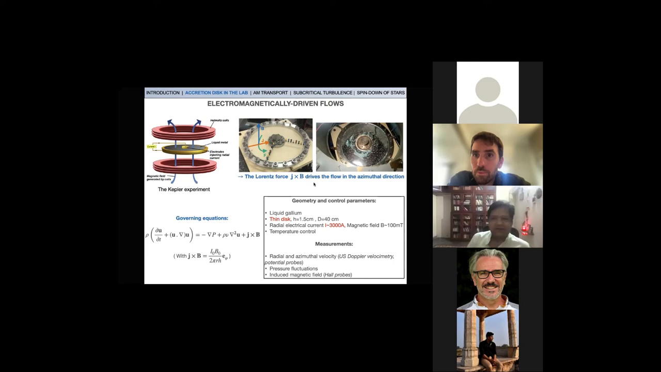So it's like a metal. There is a free current that supports the process. It's an electromagnetic pump, basically. We're pumping the fluid like that in the azimuthal direction.